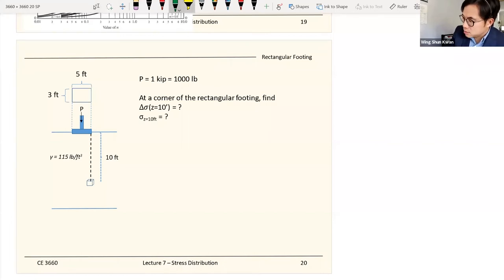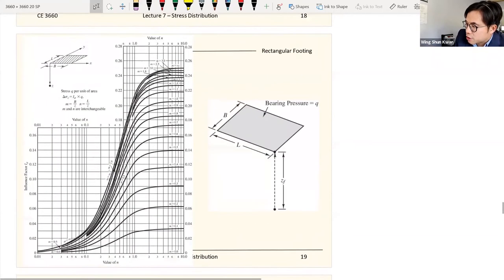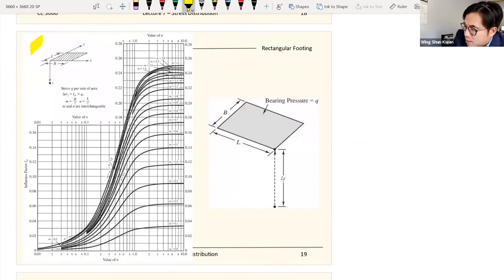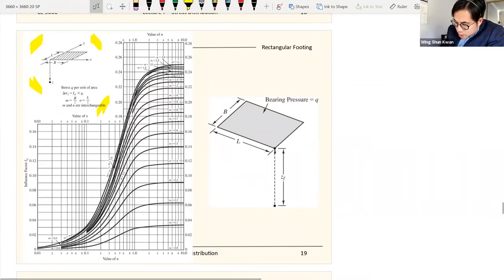At the corner of the rectangular footing, we want to find the distributed stress. To find that, we need to use this design chart. Every time we use any kind of menu or graphical solution, the very first thing to do is read the menu to understand what all the terms mean. It tells you about finding M and N. M is B over Z, where B is the width, and N is the length divided by the depth.